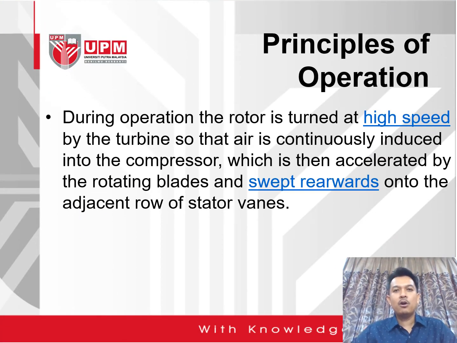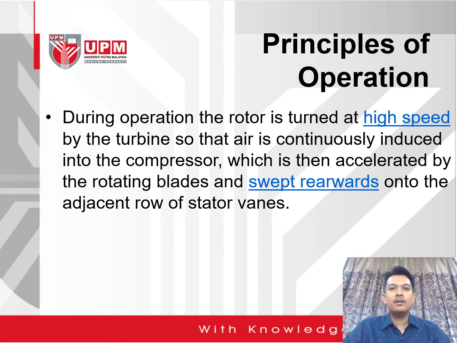If we look into the principle of operation, similar to the centrifugal flow compressor, the main function of a compressor is basically to prepare the flow of air in order for it to go into the combustion chamber. So during operation, the rotor blades are turned at a high speed by the turbine so that air is continuously induced into the compressor, which is then accelerated by the rotating blades and swept rearwards onto the adjacent row of stator vanes.